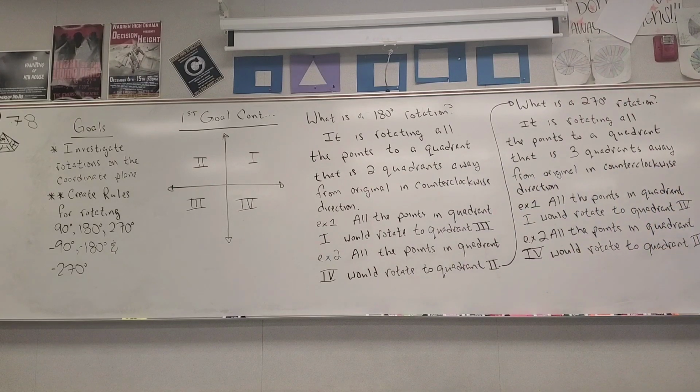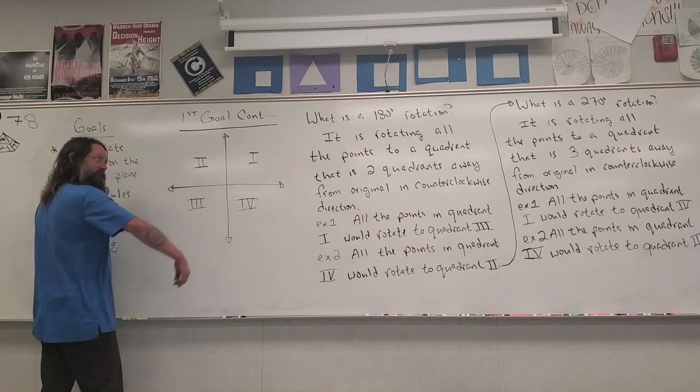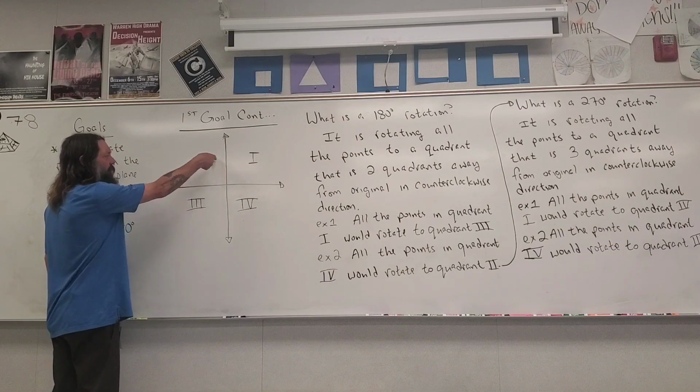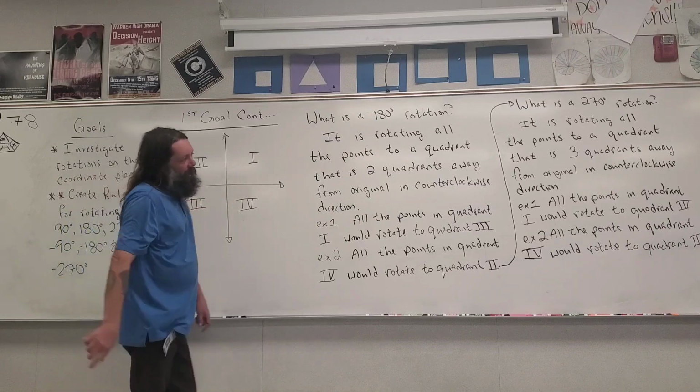Okay. What is a 270-degree rotation? It is rotating all the points to a quadrant that is 3 quadrants away from the original in a counterclockwise direction. All the points in quadrant 1 would rotate to quadrant 4. So if I wanted to do a 270-degree rotation, I would rotate all the way around here, and I would get to here. Okay.